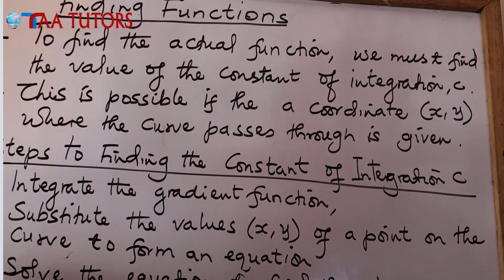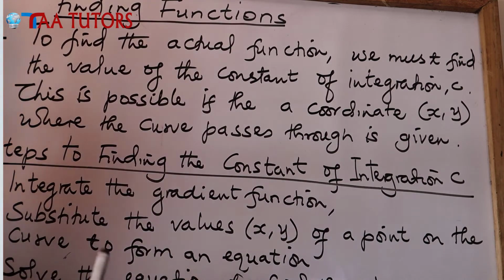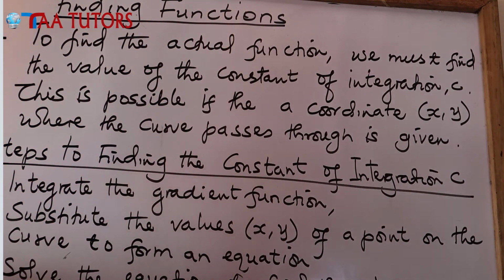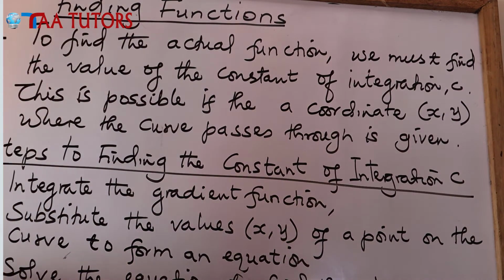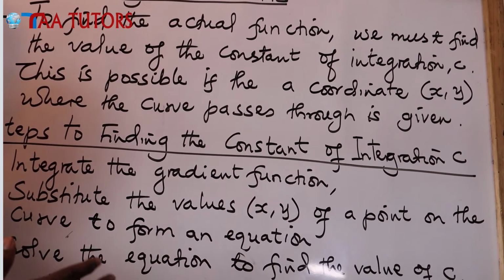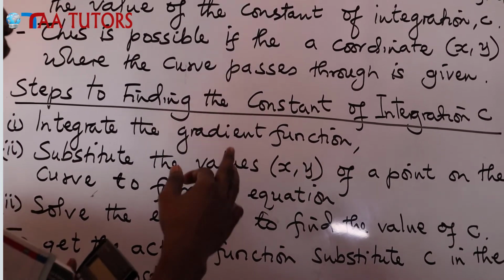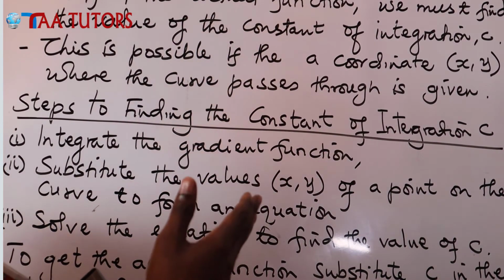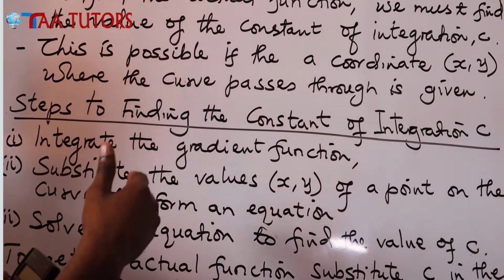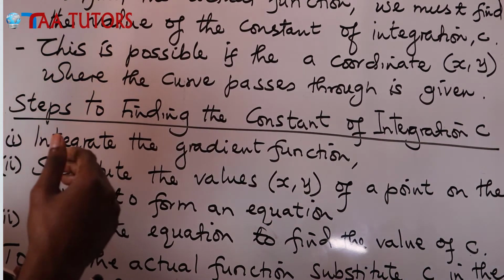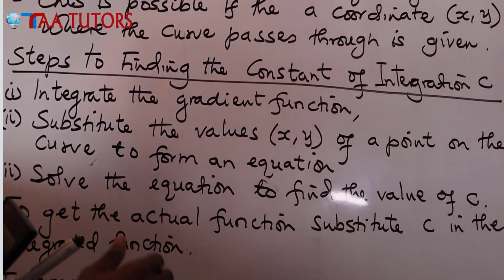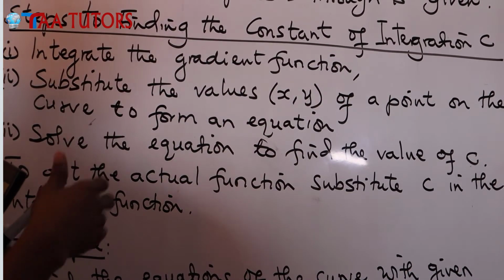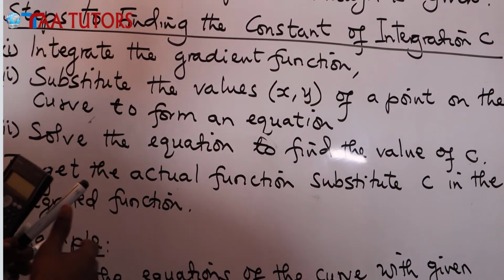Now, if you want to find the value of C, the first thing you need is a coordinate, at least one coordinate that the curve is passing through. If we get that coordinate, we can substitute both the value of x and y in the equation. From there, we can get the constant which does not have any value. Once we get that constant, we are able to substitute it where necessary so that we get the equation. Like in this case, we have said that the steps for finding a constant of integration: first, we integrate the gradient function.